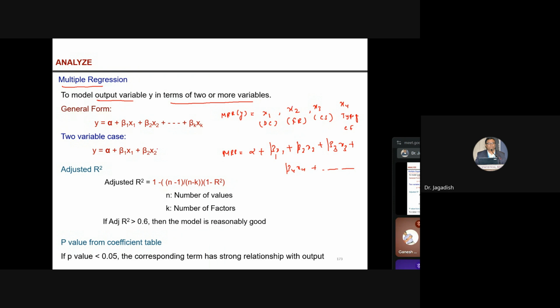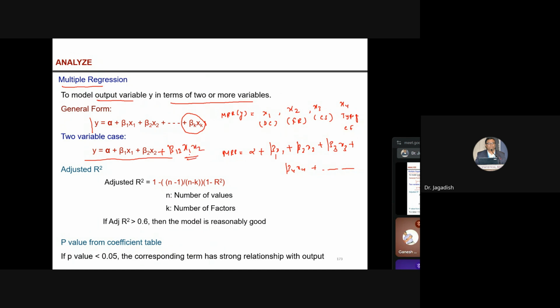So when there is a model having more variables, we represent the general form as y is equal to alpha plus beta 1 into x1 plus beta 2 into x2 and so on up to beta k into xk, where k is the number of factors. Now in a two variable case, it will be alpha plus beta 1 into x1 plus beta 2 into x2. But here one is missing: the interaction, beta 12 into x1 and x2, which we are not considering.